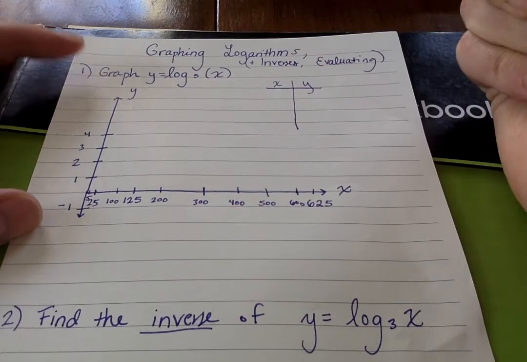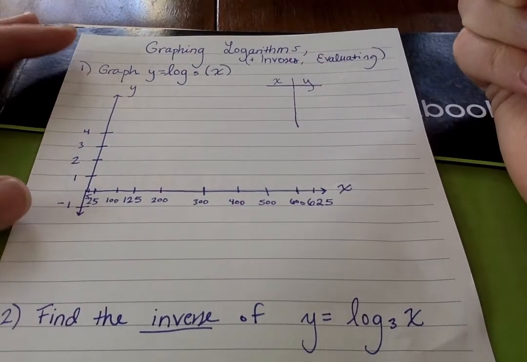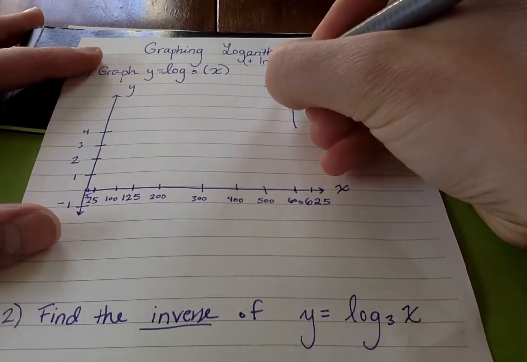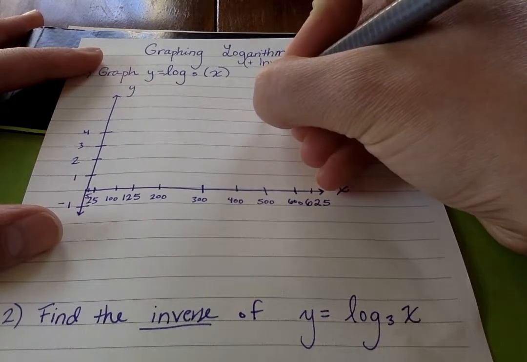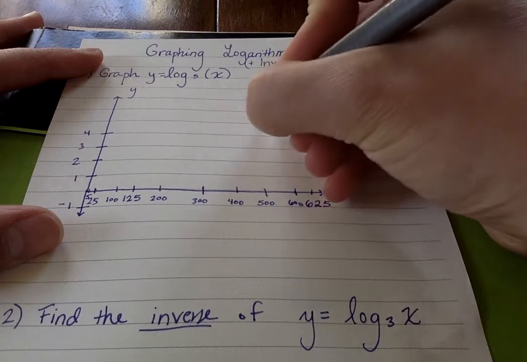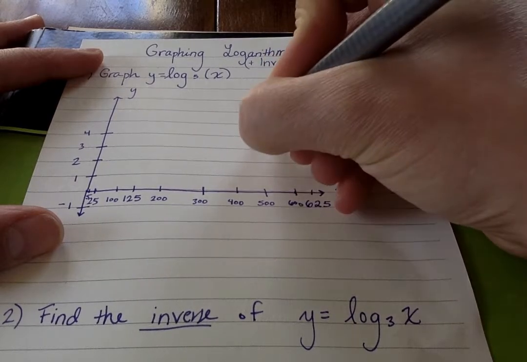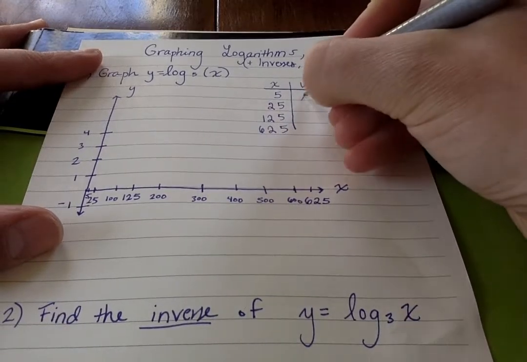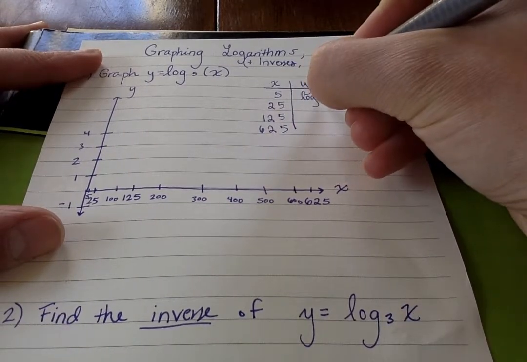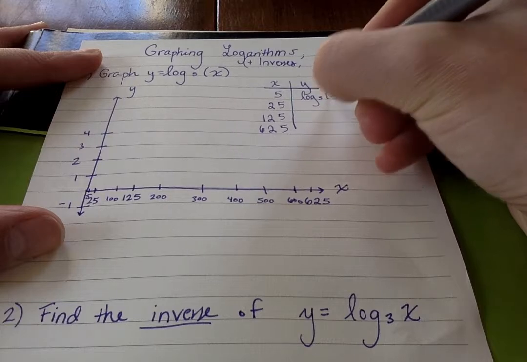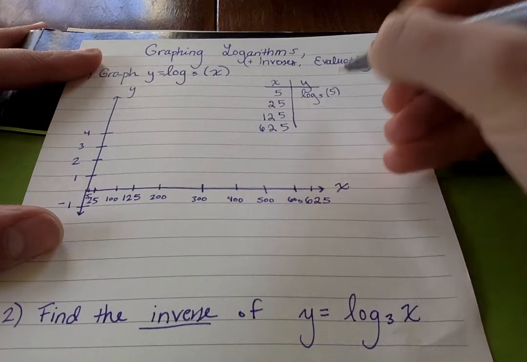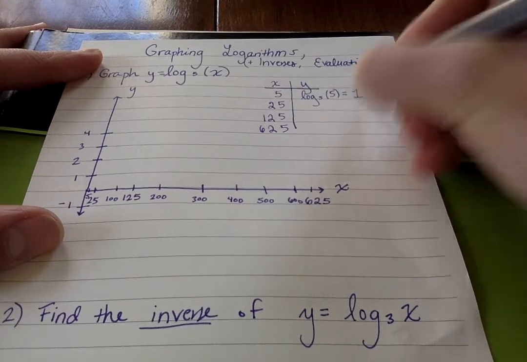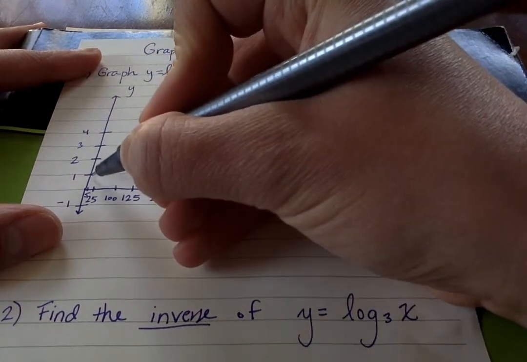Let's start with finding the log of 5. We'll do 5, 25, 125, and 625. And you'll see in a second why I chose those numbers. So log base 5 of 5 means 5 to what power gives me 5? Well, 5 to the first power is 5. So that gives me the point 5, 1 on my graph.